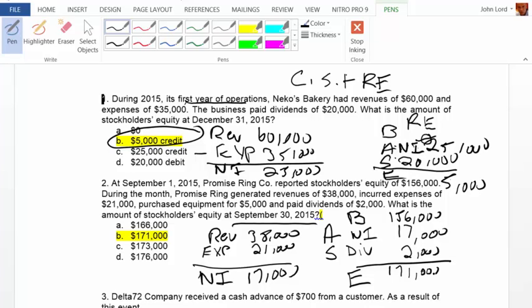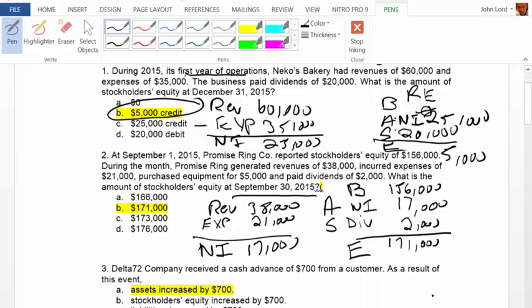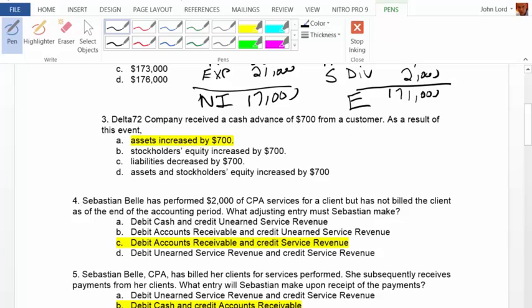Want to do another one? Let's do number 3. Delta Company received cash in advance of $700 from a customer. As a result of this event, first give me the journal entry. I received $700 in advance from the customer.